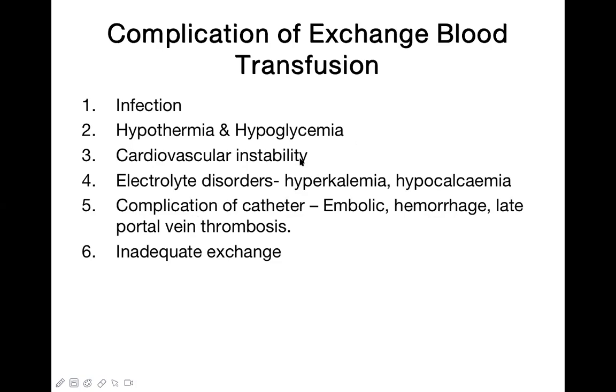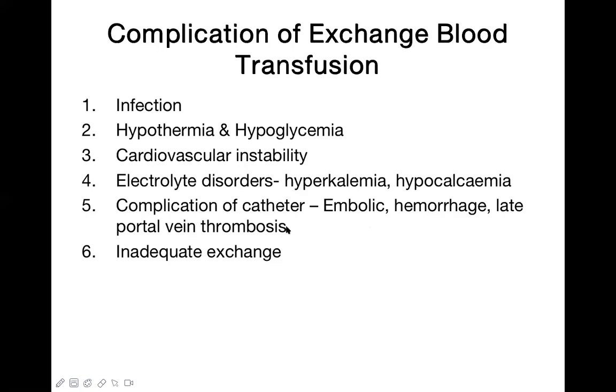Cardiovascular instability may occur because you are giving fresh blood from outside. If the amount of blood is high, if there is more plasma rather than hemoglobin, then that can happen. Electrolyte disorders like hyperkalemia or hypocalcemia can occur very easily or commonly, because potassium can be released from those RBC. Some of the RBC, if they are old, will be hemolyzed very easily. Complications of the catheter may be there.